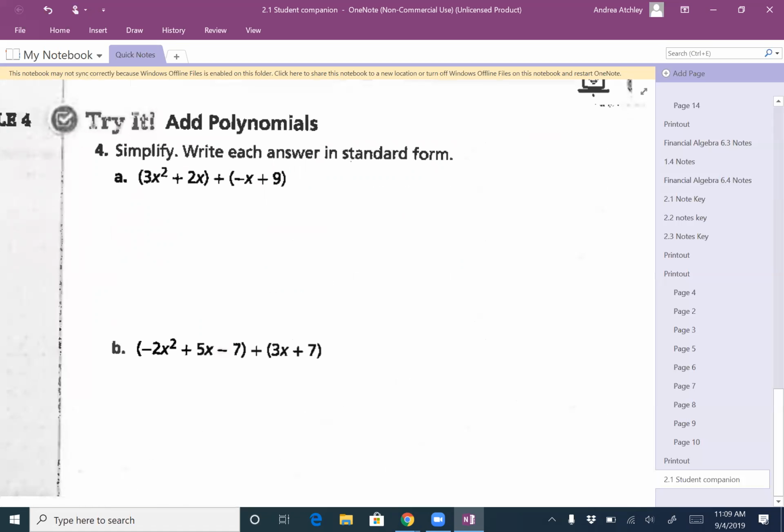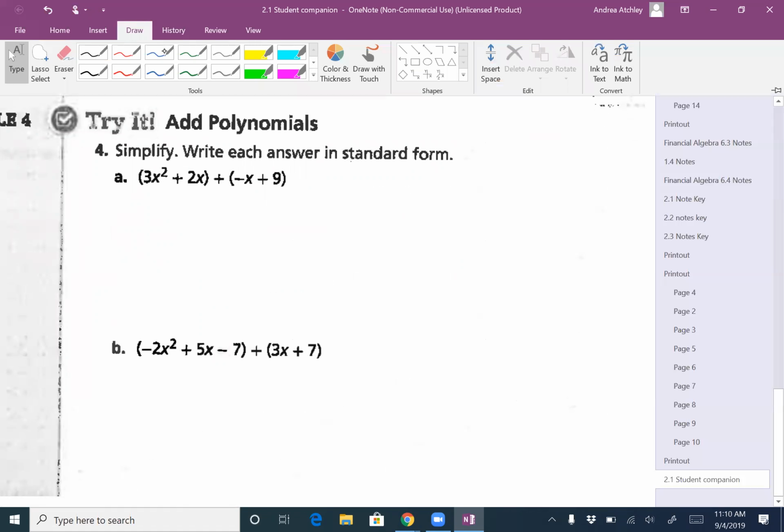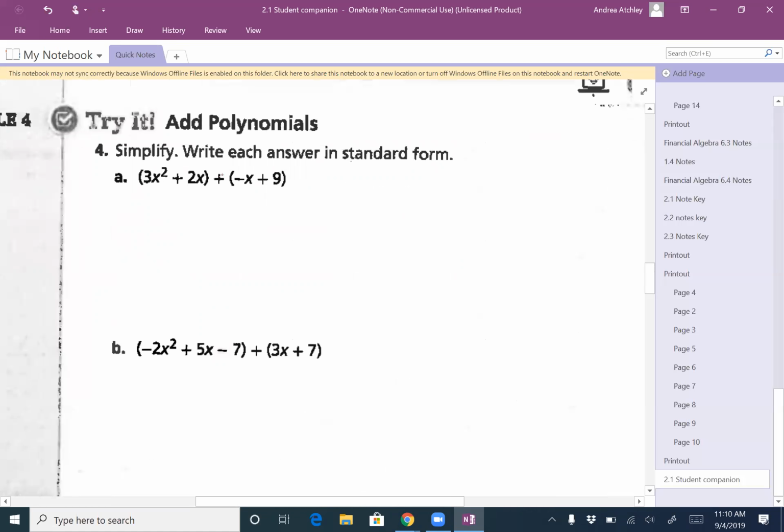Okay, now we're going to be adding and subtracting polynomials. Okay, it's the same idea. You just want to identify if you're adding or subtracting. So in this case, it's easy to see. There's a plus sign in between the 2 parentheses. You are adding. Adding is easy. All you have to do is add like terms or combine like terms.